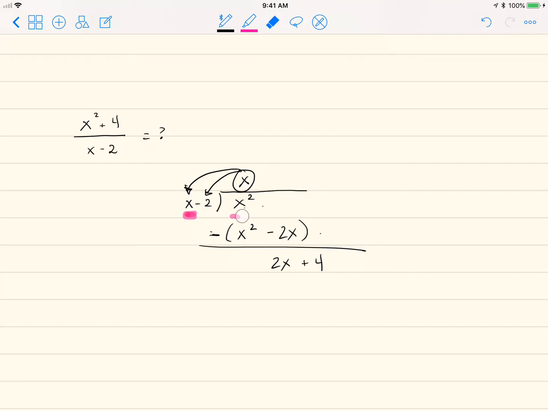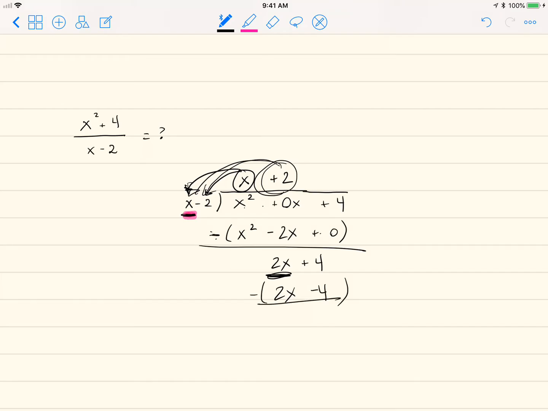Okay, here's the key. You've got this like plus 0x plus 4, right? And then here on the bottom, it's like plus 0. So now, what's x squared minus x squared? That's 0. 0x minus negative 2x is 2x. 4 minus 0 is 4. Okay, and then we do it again. So we say, how many times does x go into 2x? Oh, plus 2. Now plus 2 times x is going to give us the 2x, and then plus 2 times negative 2 is going to give us negative 4. So we would subtract, and 4 minus negative 4 gives us 8.